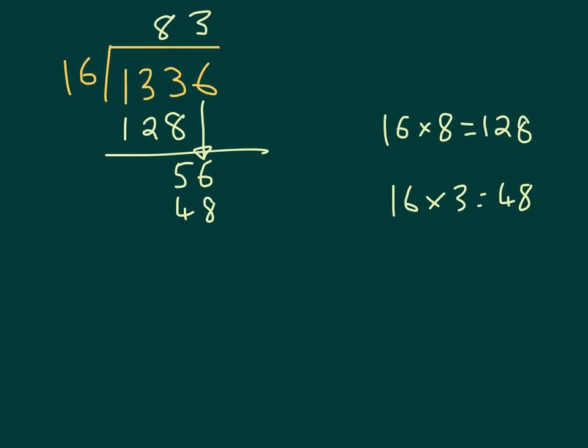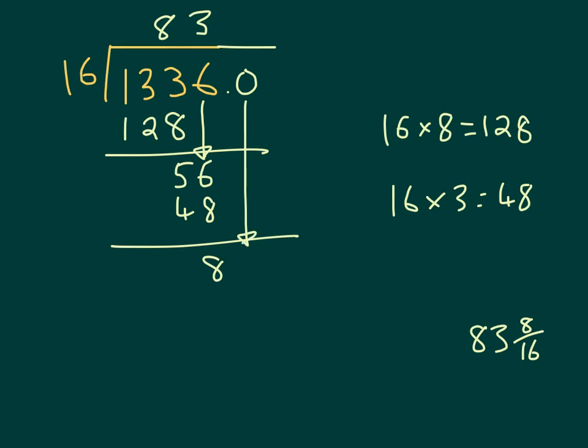However, that still leaves me with that remainder. I've still got 8 left. You might recognise the answer here as 83 and 8 over 16, which of course is 83.5. Or you might have worked as a decimal, put another 0 in, brought that down to make 80. How many 16s in 80? Of course, there are 5, giving you 83.5.